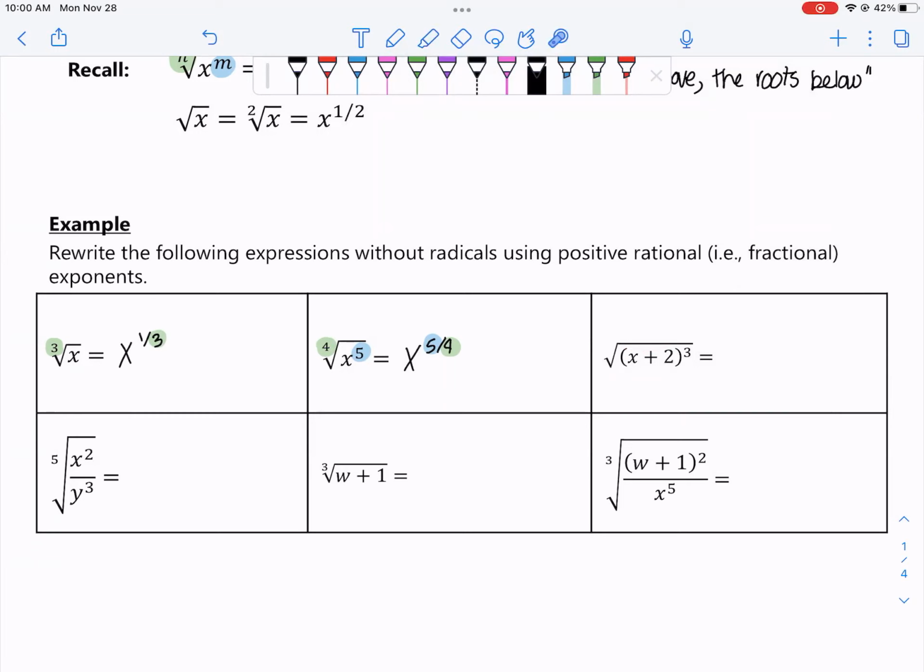Here, there's a secret 2 right here. If you don't see a number on the root, it's a 2. So this is x plus 2. The power on the inside is 3. The root is 2. So this is raised to the power 3, root 2.